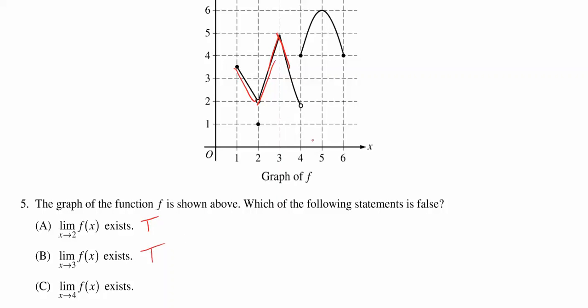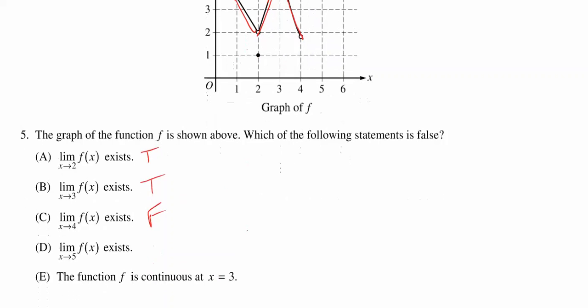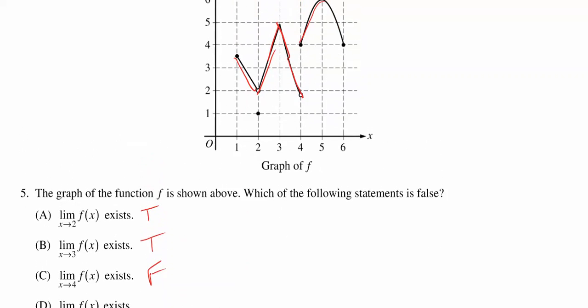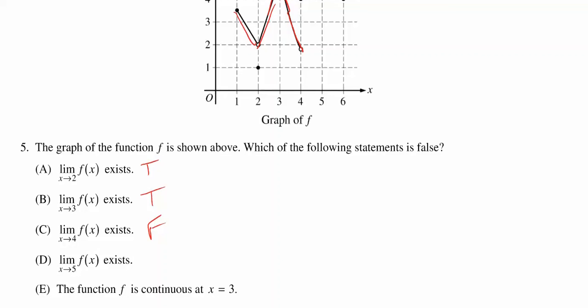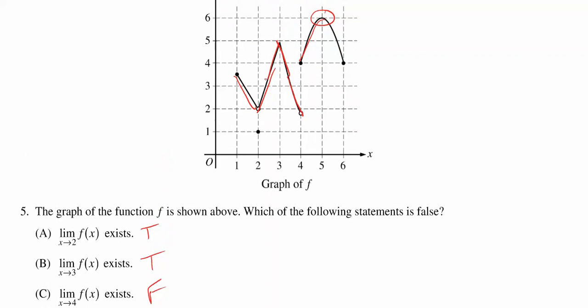And the limit as x goes to 4 exists. The limit from the left is 2, the limit from the right is 4. There's our false one. And let's just double check the last ones. The limit at 5 totally exists, and it's continuous at 3. Yep, it's continuous, just again, not differentiable. So answer there was C.